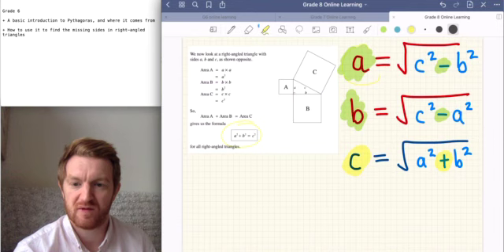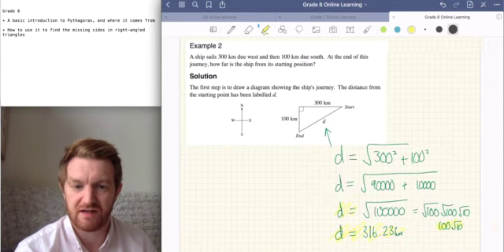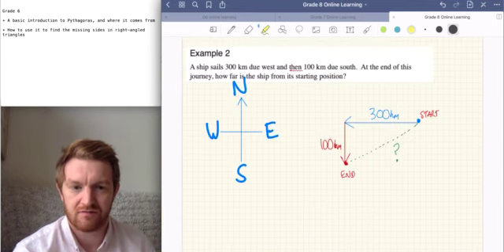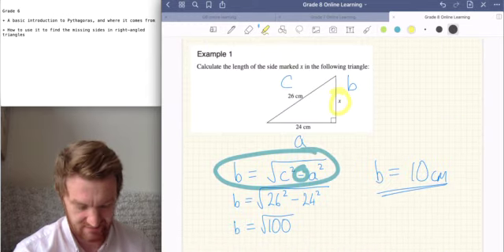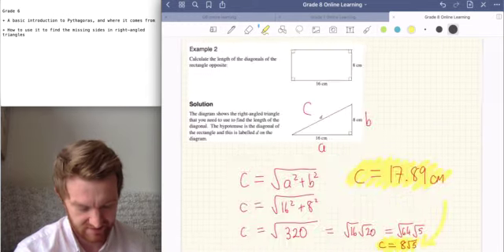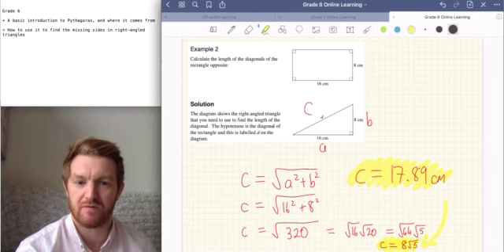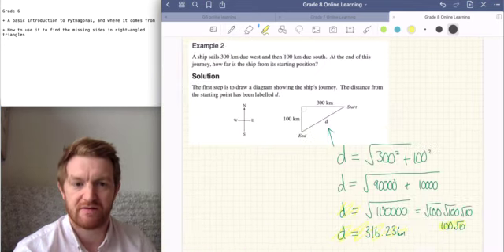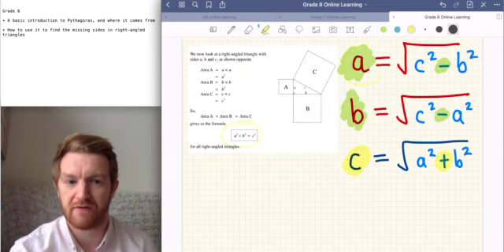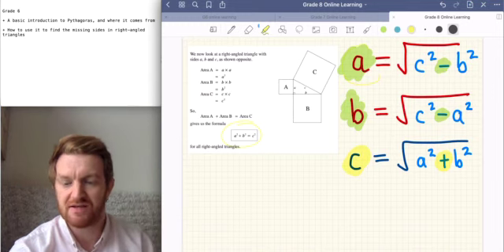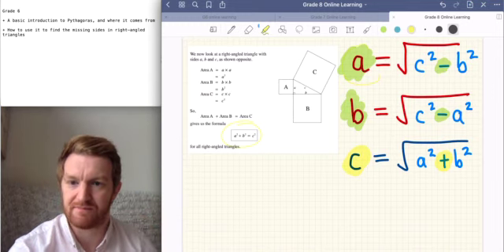Just use those formulas, pop the numbers in, and you can leave your answers as roots. You can leave your answers as decimals or whole numbers if they go to nice whole numbers. Make sure you write these down in your book, because you're going to be referring back to them lots and lots and lots. So it might be a good idea to write them at the top of the page, and then you can just keep referring back to them.